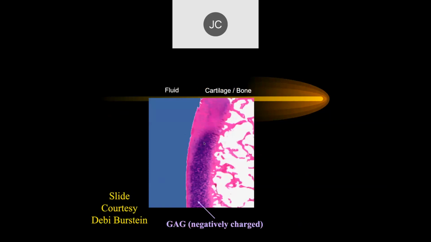So this comes from Debbie Bernstein's publications. This is an H&E histology stain showing the negatively charged glucosaminoglycans, and areas of loss of the glucosaminoglycans, which we see here.